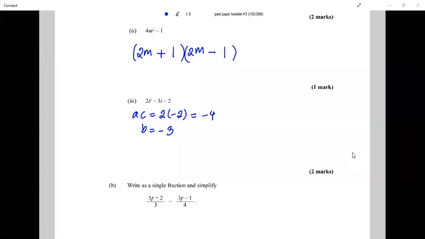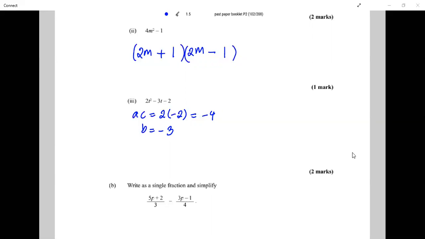Now, how do we factorize a quadratic expression? Using the ABC method, I'm going to split the middle term and then factorize by grouping. To split the middle term, I need to find 2 numbers. When I multiply them together, I get negative 4. When I add the same 2 numbers together, I get a negative 3. All right. So I need 2 factors of minus 4, which when added together gives me minus 3. Those 2 factors are minus 4 and positive 1.